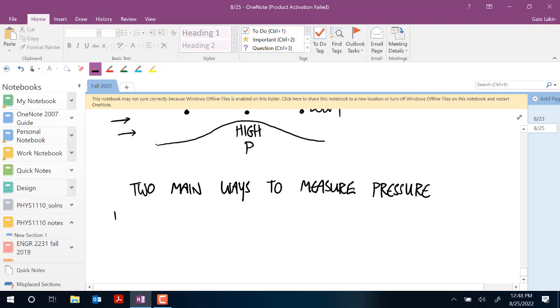The first one is a manometer, and you use this for measuring the pressure inside an enclosure. Yep.